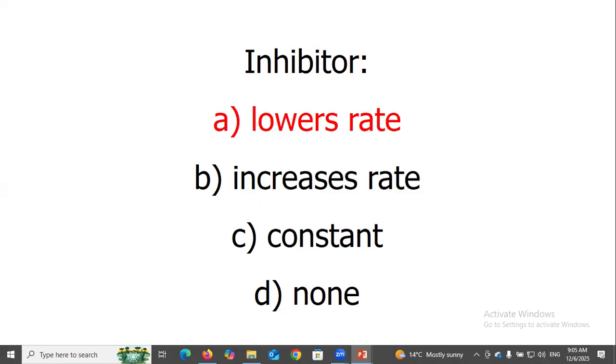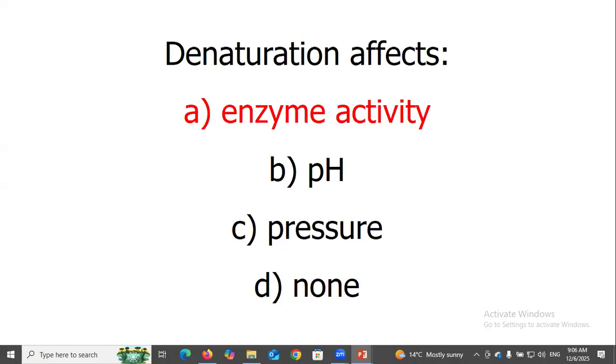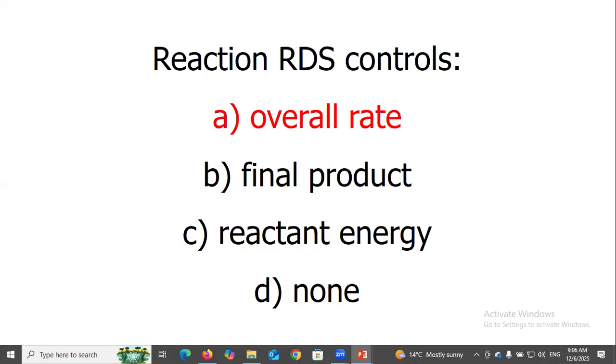Inhibitor lowers rate, increases rate, constant, none. Correct option A, lowers rate. In enzyme catalysis, substrate fits like lock and key, random, circle, none. Correct option is option A, lock and key. Denaturation affects enzyme activity, pH, pressure, none. Correct option A, enzyme activity. Rate determining step controls overall rate, final product, reactant energy, none. Correct option is option A, overall rate.